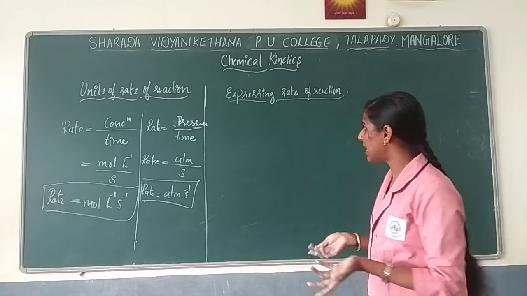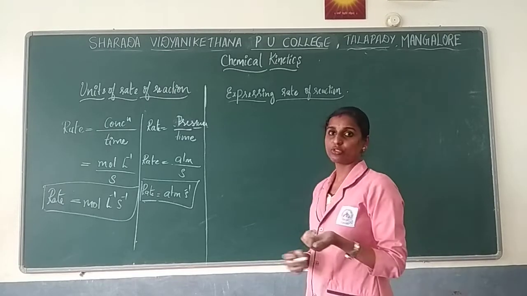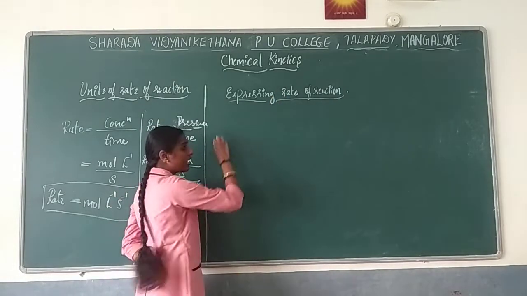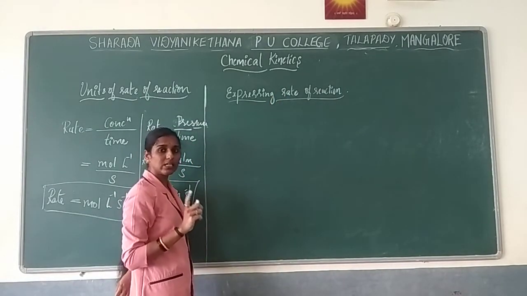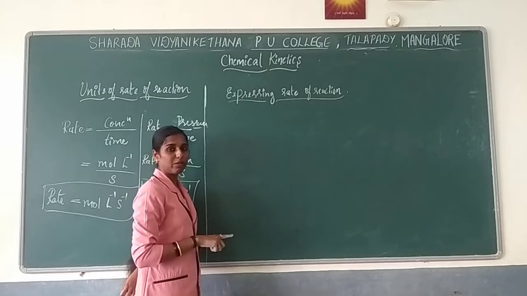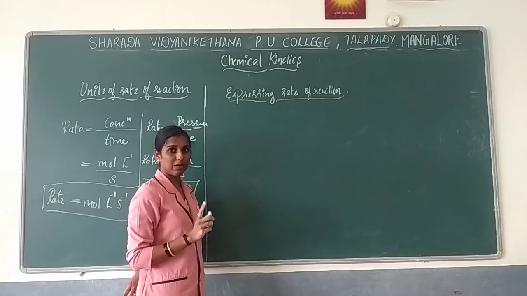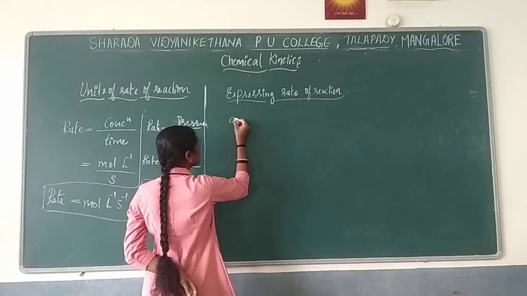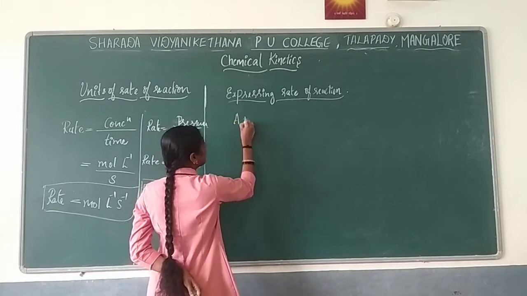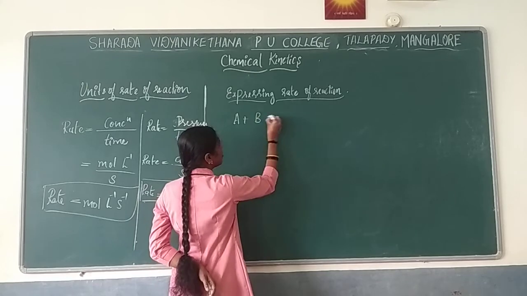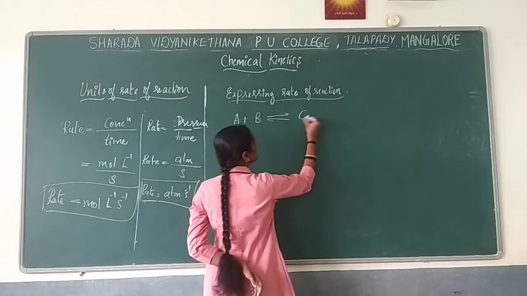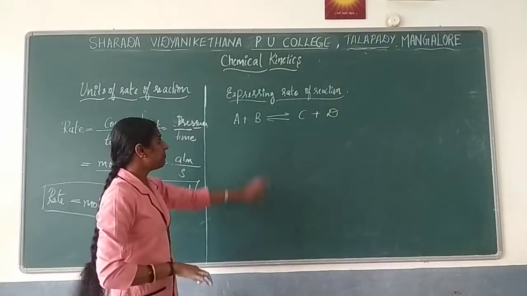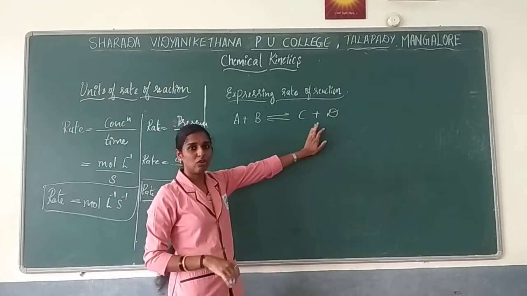Some example reactions I give, and for those you are supposed to write the rate of the reaction. I have already explained one example, that is phosphorus pentachloride, right? So now here we will give one more example: A plus B gives C plus D. Now you know it is a simple reaction, so how to write the rate?